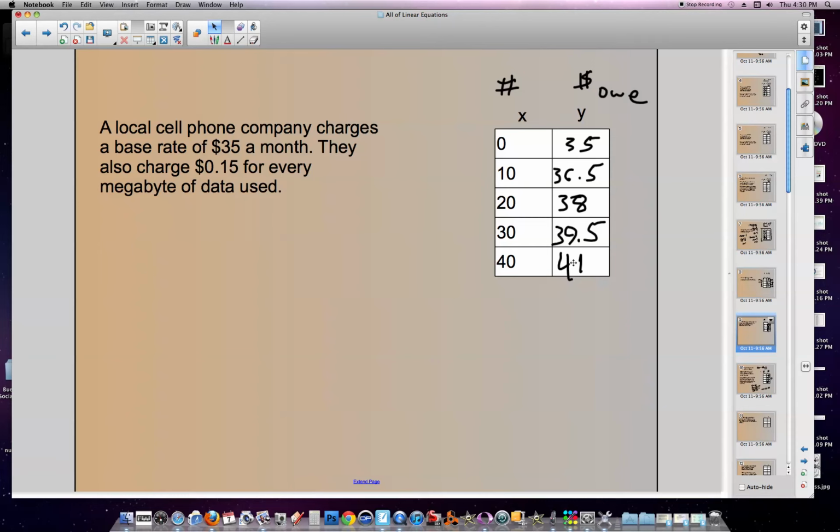We do these things. Our bill is our function. We had to pay 15 cents for every megabyte, so we knew that whatever the input was, however much megabyte usage we had, we were going to be charged 15 cents. And then we had to add to that the $35 that we were going to have to pay as a base rate. And that equaled the total amount of money we paid. We've used a linear equation to figure out how much money our cell phone bill will be.